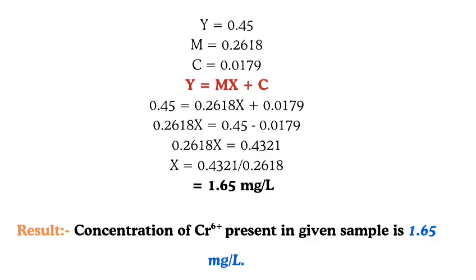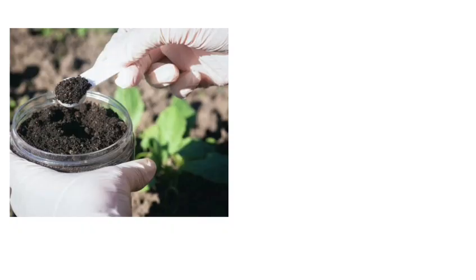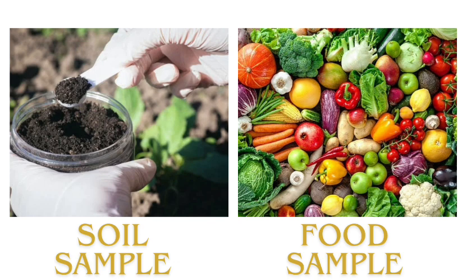Using that calibration curve, concentration of chromium ion in the unknown sample is determined, and amount is calculated as 1.65 milligrams per liter. Following the same procedure as in the water sample, we can determine the concentration of chromium ion in other samples like soil and food samples.